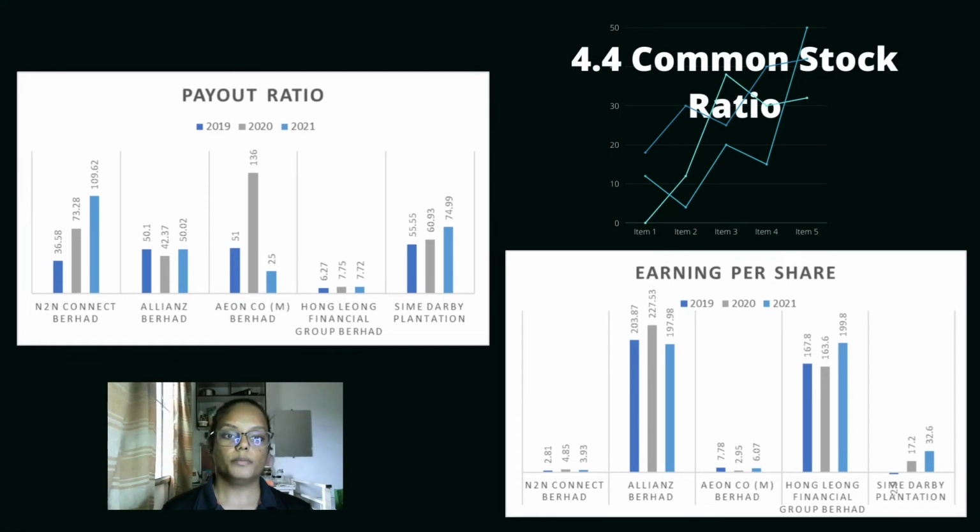A corporation with a high earning per share ratio may, in general, limit the reinvestment of capital to support further business expansion. In addition, a high ratio suggests a possible profitable investment depending on the stock's market price. When compared to other businesses, Hong Leong Financial Berhad exhibits the greatest earning per share ratio.